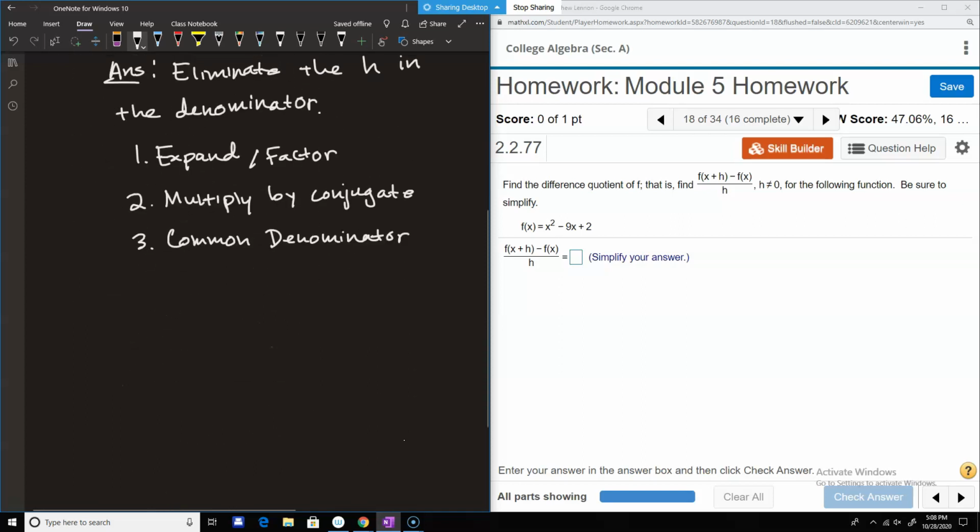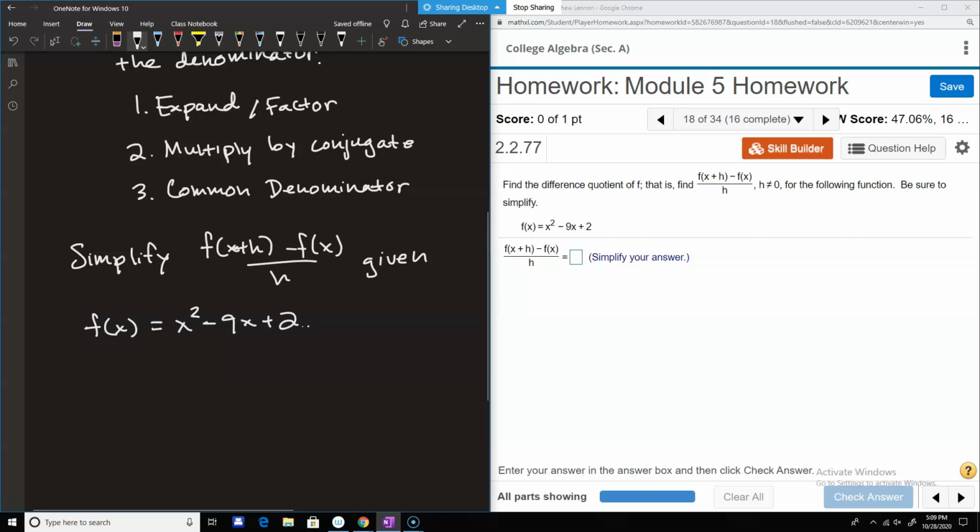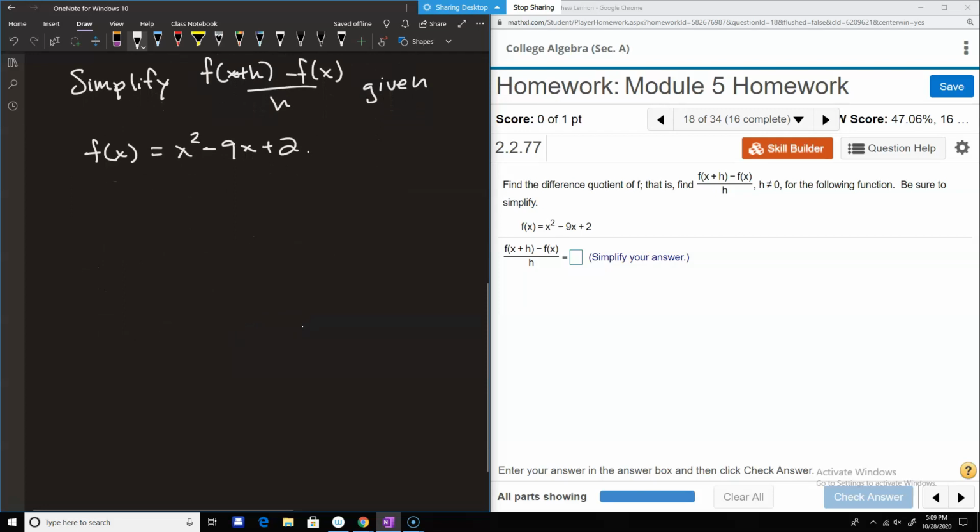So for number 18 here, we want to simplify f of x plus h minus f of x over h given f of x equals x squared minus 9x plus 2. These problems are really lengthy algebraic manipulations. I'm going to call this quantity the difference quotient, so I'm just going to say dq.